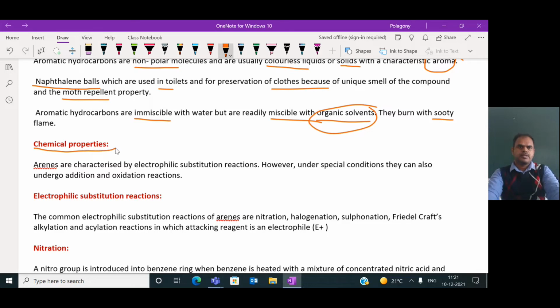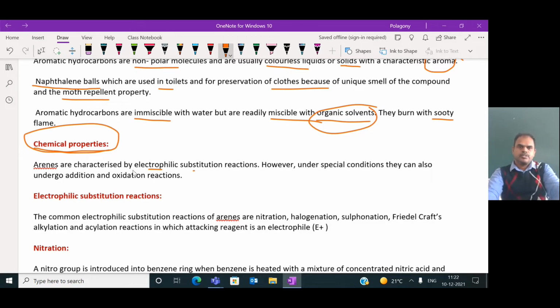Now coming to the chemical properties, what chemical properties do benzene and aromatic compounds exhibit? Arenes particularly undergo electrophilic substitution reactions rather than addition reactions. Actually, benzene should undergo addition reactions more than electrophilic substitution reactions, like alkenes. But it was shown that benzene or arene compounds undergo electrophilic substitution reactions rather than addition reactions.